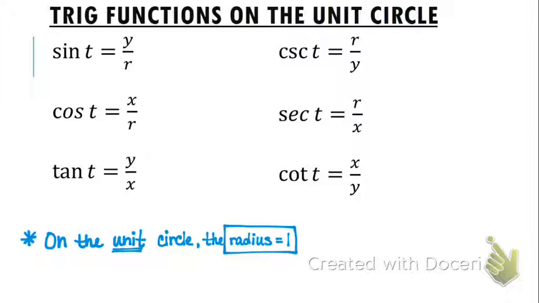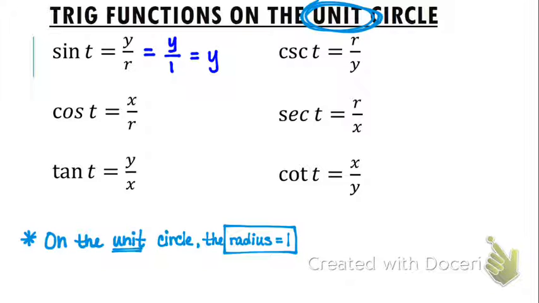Sine, which is y over r, but if I'm on the unit circle, r would be what? 1. If I'm on the unit circle, the radius is 1. So this would become y over 1, which would simplify down to just what? Y. Now again, I have to be on the unit circle for this to be true. So if my radius isn't 1, if I'm not on the unit circle, I can't simplify it like that. It will always be y over r.